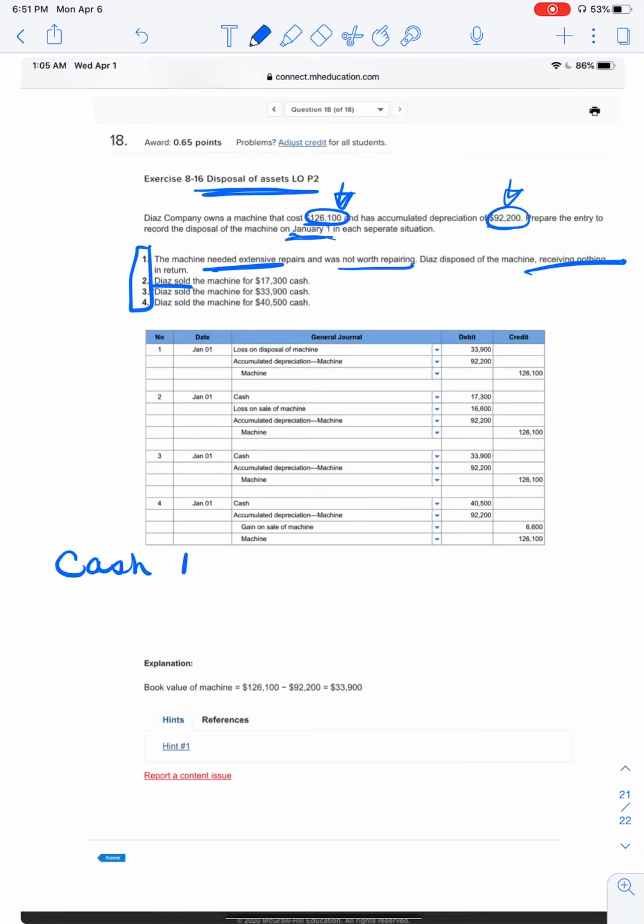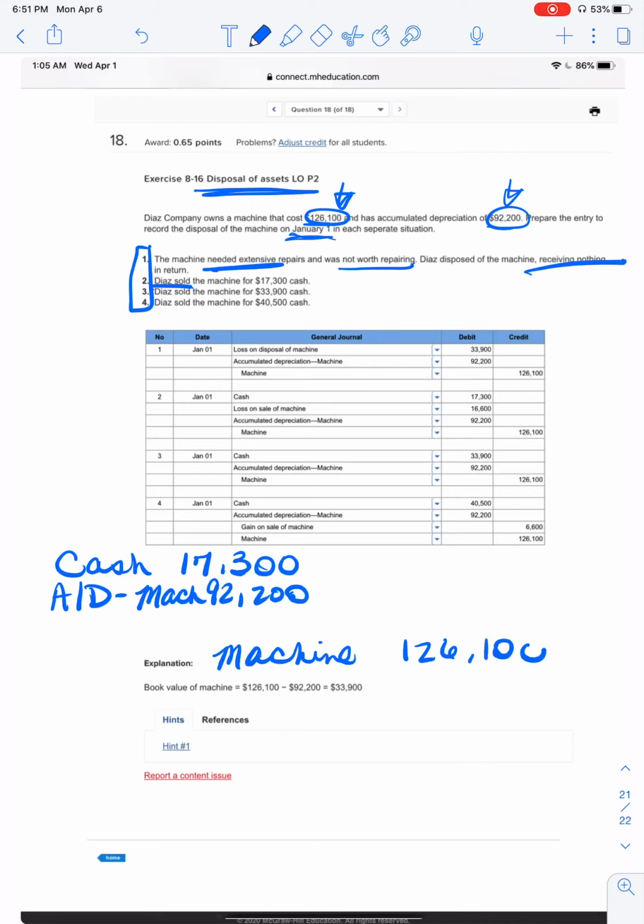I'm going to debit cash for what I got, $17,300. Then I'm going to debit accumulated depreciation - machine, and that'll be for my $92,200. Okay. Now I'm going to credit my machine for $126,100. The question is, 17 plus 92 more or less than 126? And of course it is less.